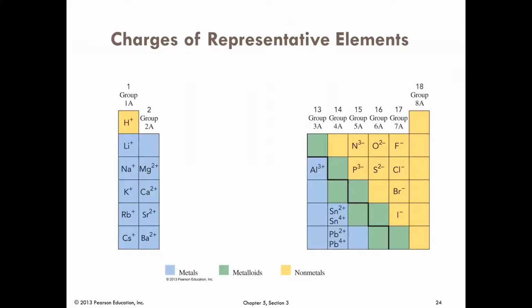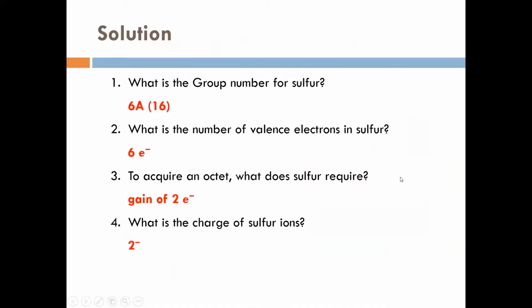Just to give you an idea again, to show you these charges. So it is important to know these charges for an exam and for a quiz. That group 1 is a +1, group 2 is a +2, group 3 is +3, and then we have our group 5, which will be a -3, group 6 a -2, and group 7 a -1.